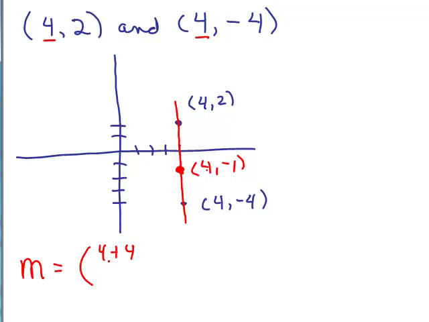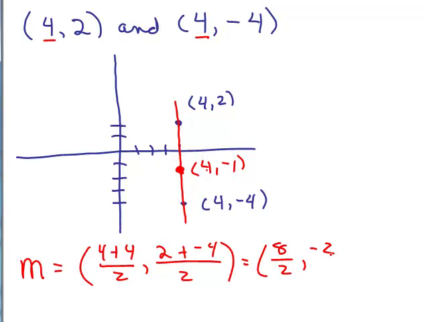4 plus 4 over 2, that's the average of the x's. And then we take the average of the y coordinates, which is 8 over 2 and negative 2 over 2, which is 4, negative 1. So hopefully that makes sense. All right, let's do a problem where we've got to work a little bit with fractions.